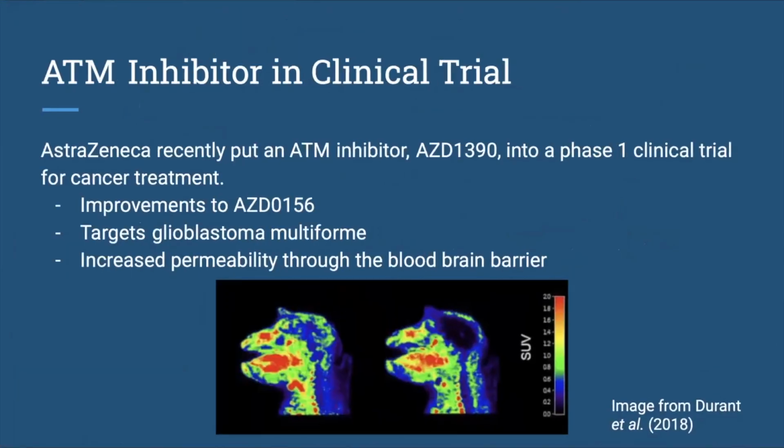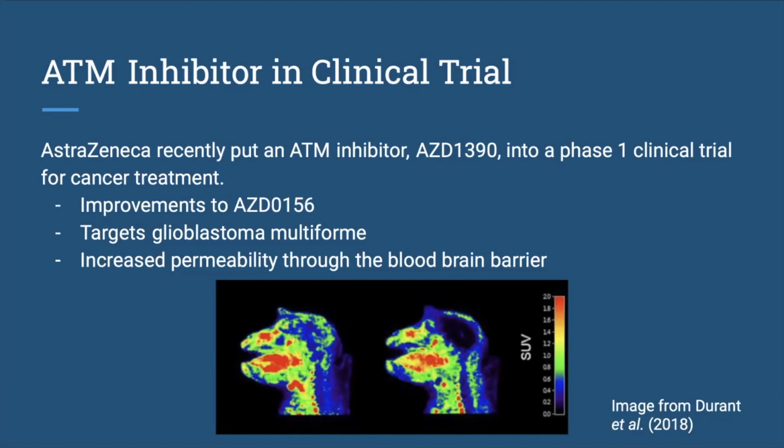Some researchers are actually working on making this theory a reality. AstraZeneca recently put an ATM inhibitor, AZD1390, into a phase 1 clinical trial for cancer treatment. This drug features improvements to AZD0156, an earlier ATM inhibitor used to treat tumors. Both drugs target glioblastoma multiforme, or brain cancer. The main advantage of this new drug is that it has increased permeability through the blood-brain barrier, allowing more of the drug into the brain.